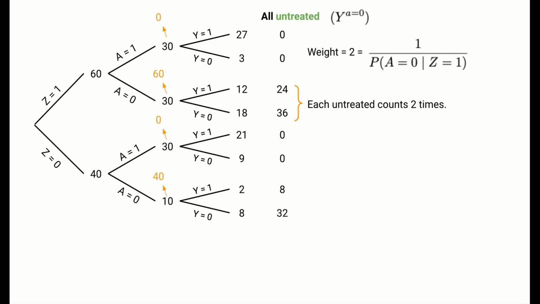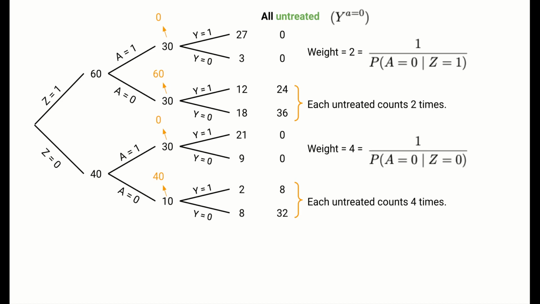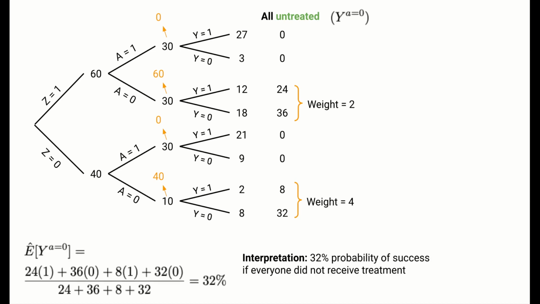Among the Z equals 0 untreated, there's a 20% success rate. So when we maintain this rate for all 40 of the Z equals 0 people being untreated, there will be 8 success outcomes and 32 failures. Just as before, note that with this upscaling, each untreated person in the Z equals 0 branch counts 4 times, and this weight of 4 is equal to the inverse of the probability of being untreated in this Z equals 0 branch. Just like when we simulated all being treated, we can average the reweighted outcomes to estimate the average outcome.